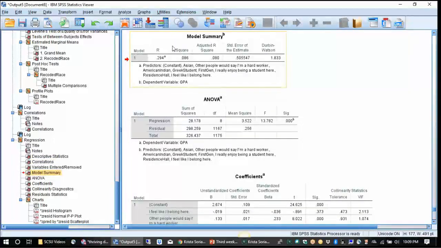Under model summary, we get our R squared value. That's the percentage of variance in our dependent variable, which is GPA, that we can attribute or explain by the variables that we entered in our model. So in our model, the variables that we entered explain 8.6% of the variance in students' GPA.